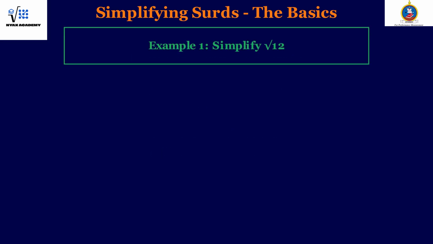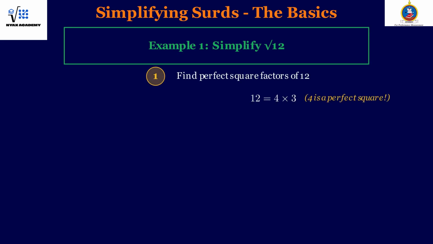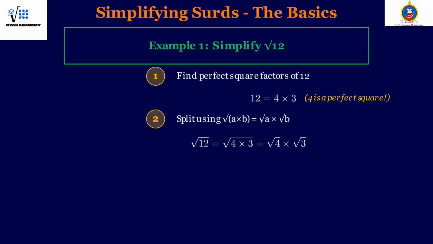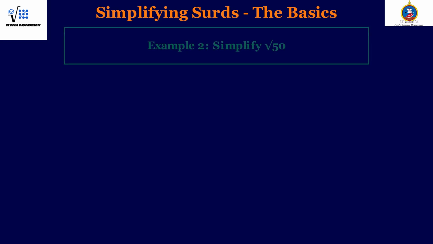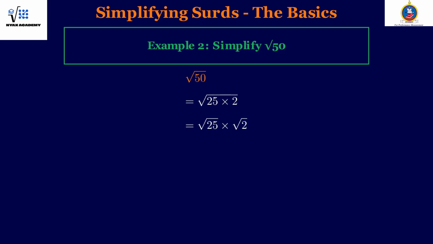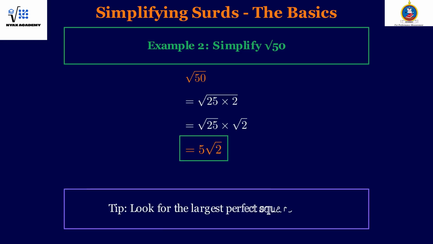We are given the square root of 12 and we need to firstly find the perfect square factors of 12, 4 and 3, and we write our question as the square root of 4 times the square root of 3. The square root of 4 is a perfect square and we can simplify it to 2. Then we write it as the product 2 times the square root of 3. We are given the square root of 50, and as a product of its perfect square factors we get the square root of 25 times 2. The square root of 25 can be simplified to 5, so our answer is written in the form 5 square root of 2.